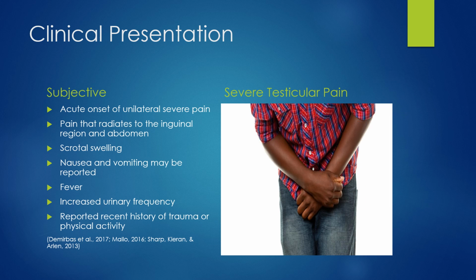The clinical presentation of testicular torsion is very important to recognize due to the time constraint on treatment. Patients frequently present with an acute onset of severe unilateral pain that radiates to the inguinal region and abdomen. Patients may report a recent history of trauma or physical activity prior to the onset of these symptoms. They may also report associated nausea, vomiting, fever, and increased urinary frequency.